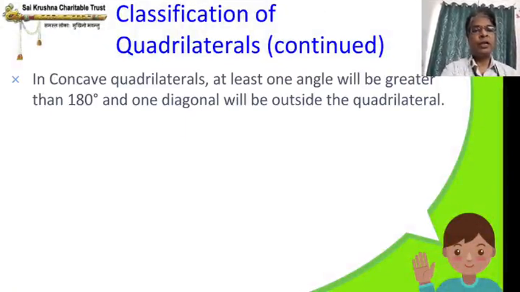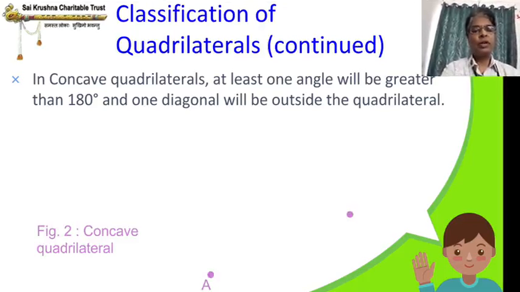In concave quadrilaterals, at least one angle will be greater than 180 degrees and one diagonal will be outside the quadrilateral. You need not learn too much about this, this is just for understanding. In case you see a figure like this, you will know that it is a concave quadrilateral. This is the only page you will see about concave quadrilaterals in the entire chapter, in all the videos put together. You can pause and note down, just for reference only. Need not study about this.